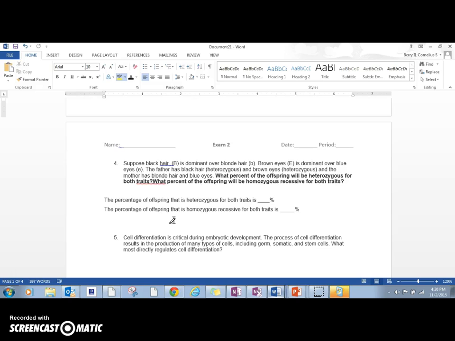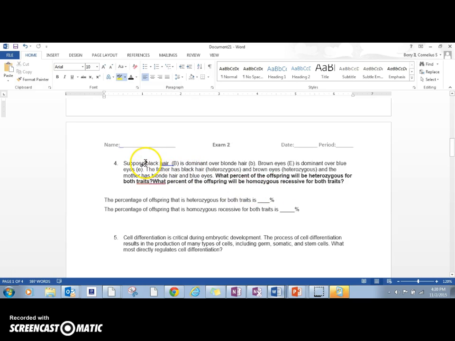Suppose black hair is dominant over blonde hair. Brown eyes is dominant over blue eyes. So you have 2 traits here. That's the first thing that I would notice. The father has black hair, he's heterozygous for the trait, and brown eyes, he's heterozygous for that trait. And the mother has blonde hair and blue eyes. The question is bolded. Anytime you see bold, that means it's something very important. What percent of the offspring will be heterozygous for both traits? What percent of the offspring will be homozygous recessive for both traits?